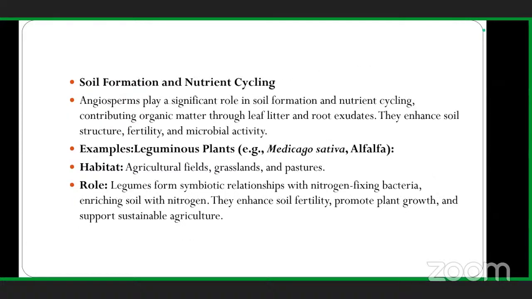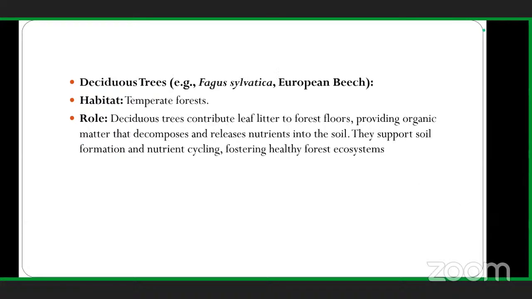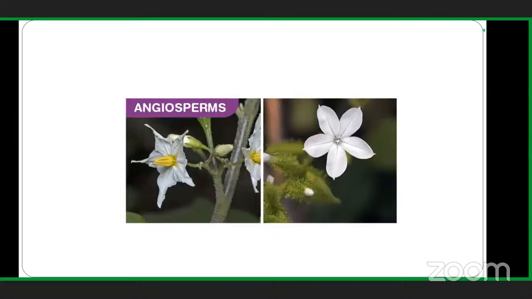Next is soil formation and nutrient cycling. Angiosperms also help in soil formation. An example is leguminous plants. We'll learn in the next classes about nitrogen-fixing bacteria and all. They help in soil formation and nutrient cycling, like nitrogen, like Agrobacterium. So these are the ecological roles, and this is an angiosperm. Look how beautiful the plant is. This is an angiosperm plant.